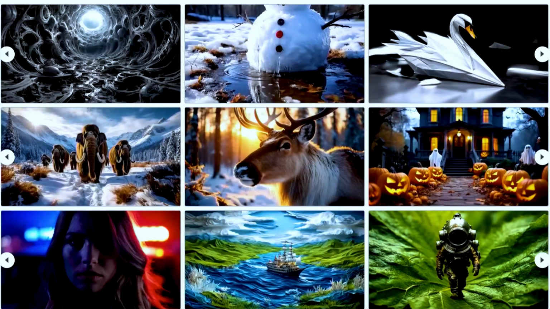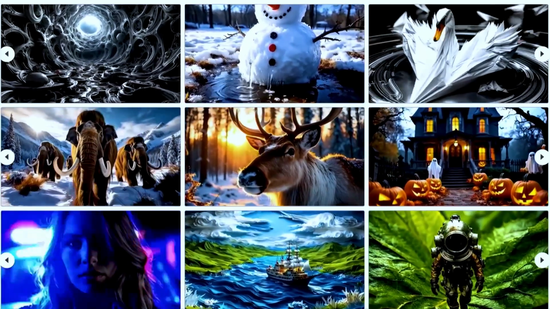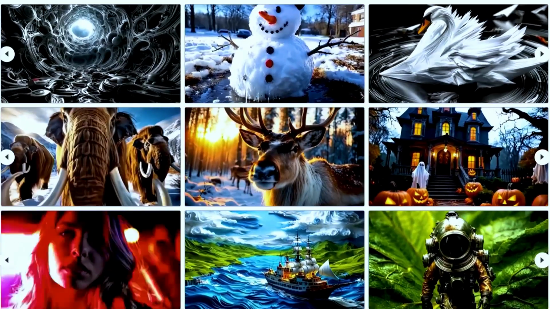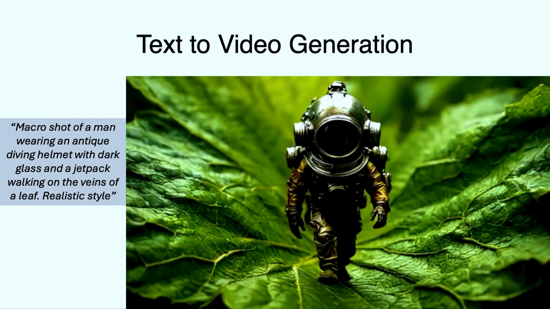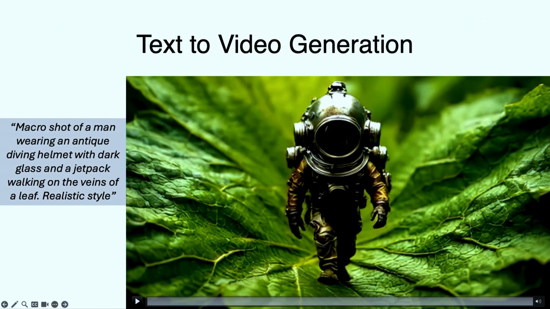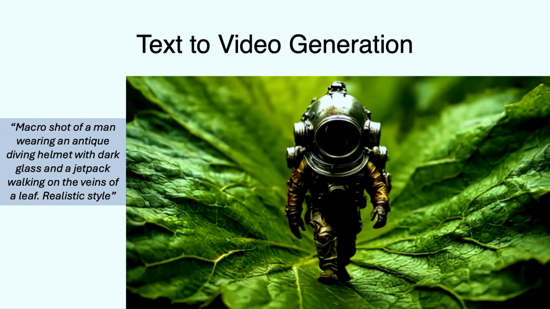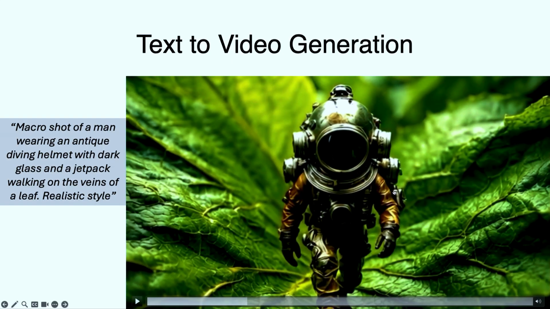So these are some of the videos you can generate like this. And again, here the input is just a piece of text saying, give me a snowman, give me a reindeer. So here are some of these pairs. So if you ask for a macro shot of a man wearing an antique diving helmet with dark glass and a jetpack working on the veins of a leaf, realistic style, the model somehow figures it out.